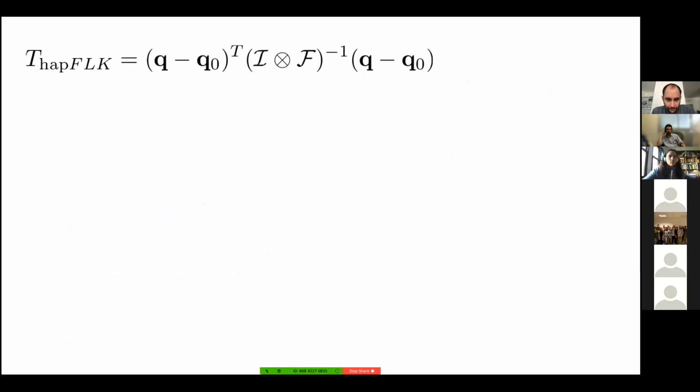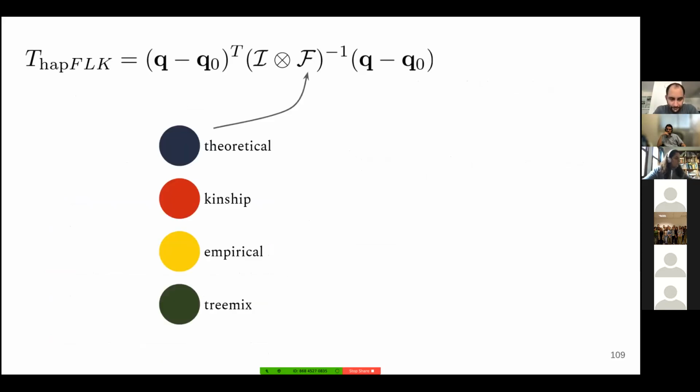The main idea of my work is to evaluate the performance of the HAP-FLK statistic when provided with different covariance matrices. Theoretical being the gold standard, kinship being the previously published method, empirical, which is a new method not taking explicitly into account admixture events, and Trimix that explicitly models admixture events.